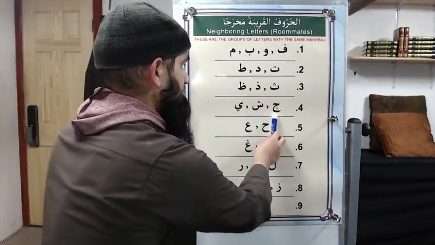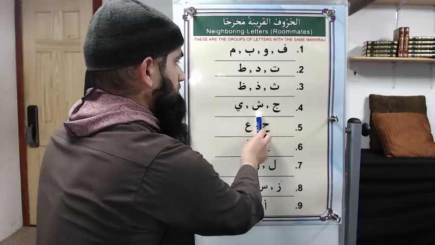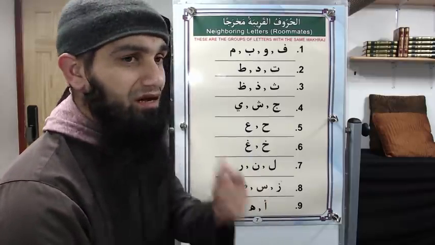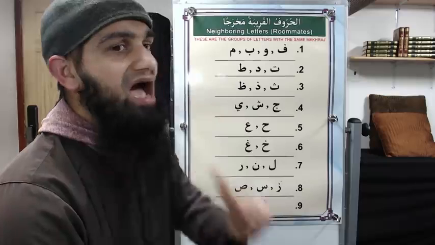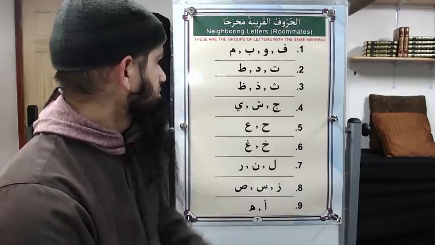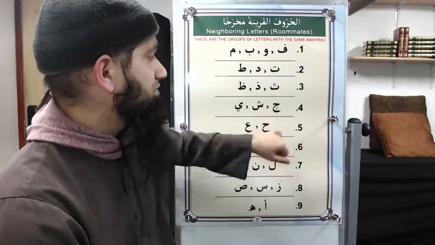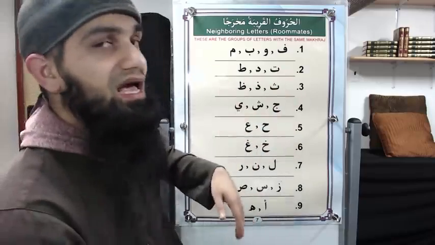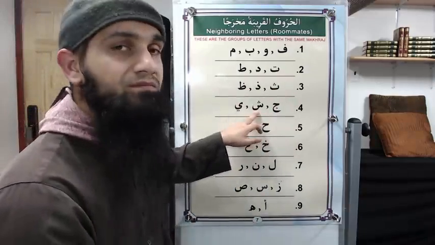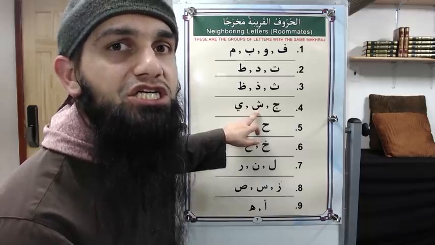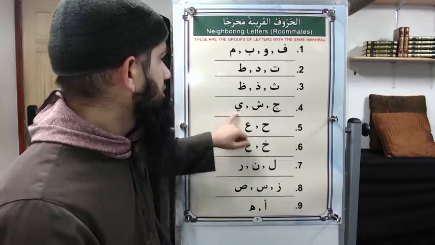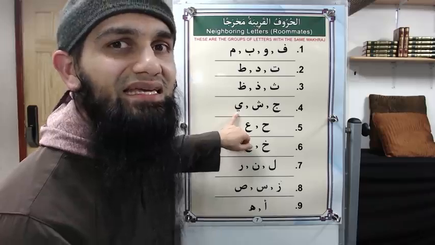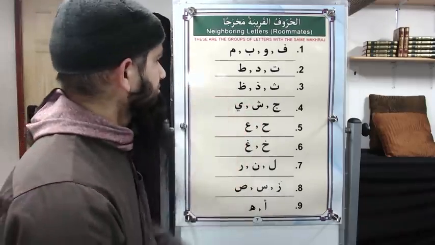Group number 4. Let's pronounce them. Jim, Shin, Ya. Okay. They come from the middle of the tongue against the middle of the upper palate. So let's put the A sound before them. Aj. You see, it touches. Ash. It's tight. Ay. It's much easier.